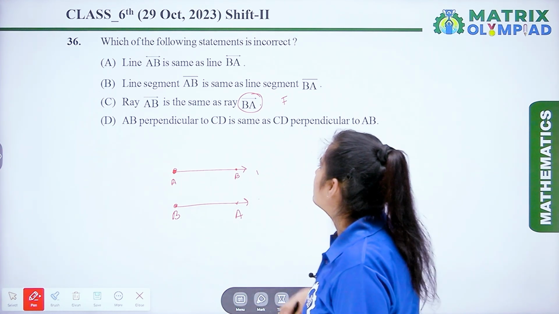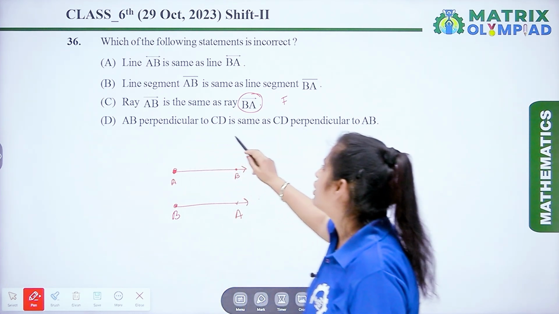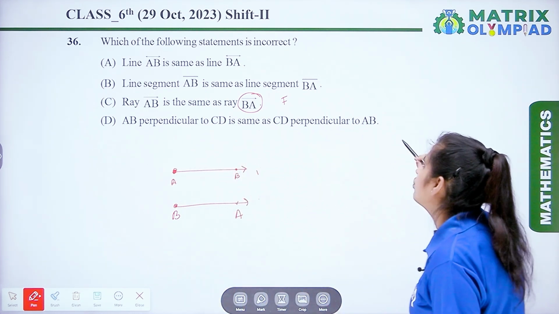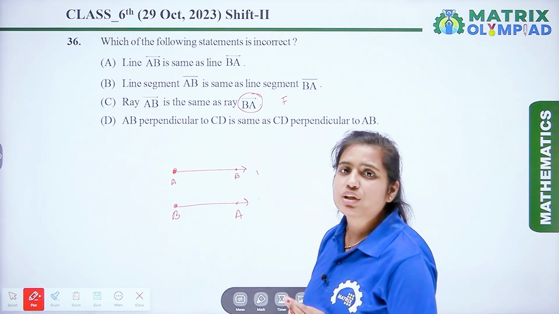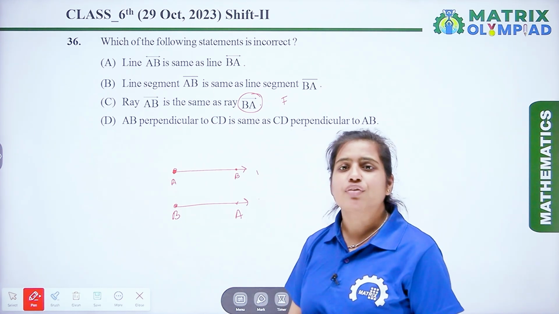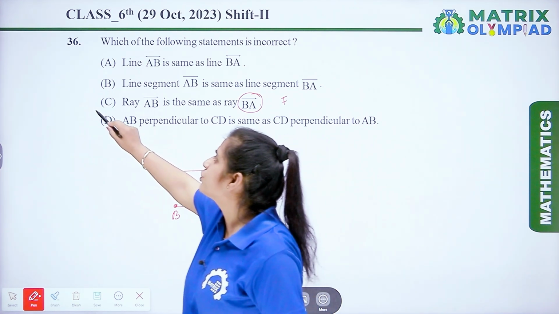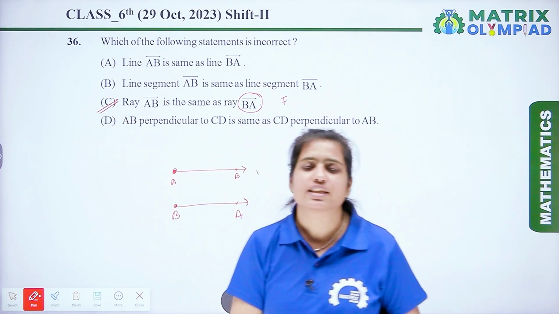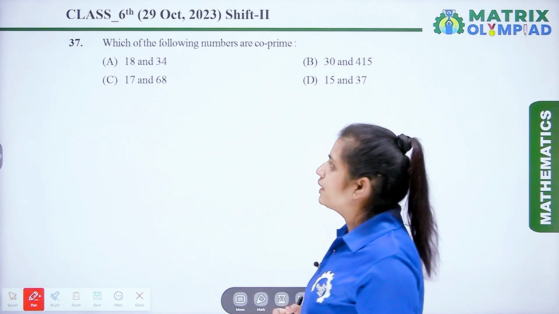So this statement is false. The last option D, AB perpendicular to CD is the same as CD perpendicular to AB. This statement is also true. So according to the question we have to find out the incorrect statement, and here according to the options we can say that option C is the correct answer. Now the next question is question number 37.